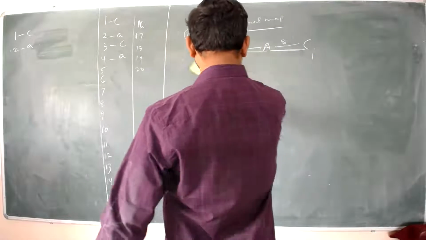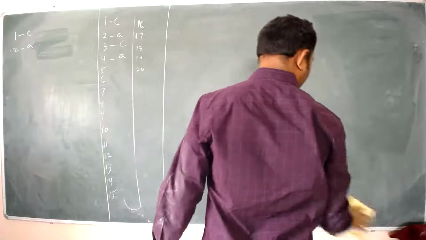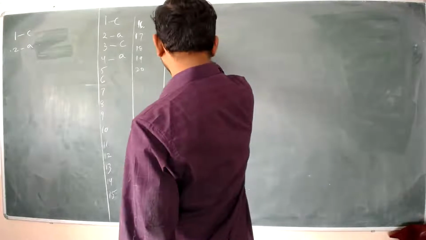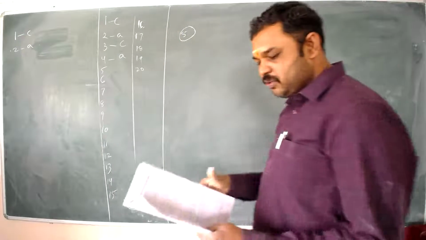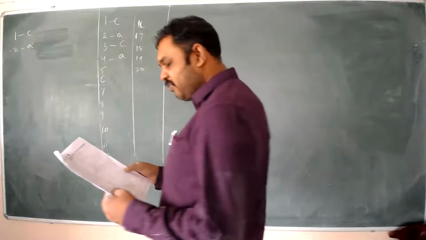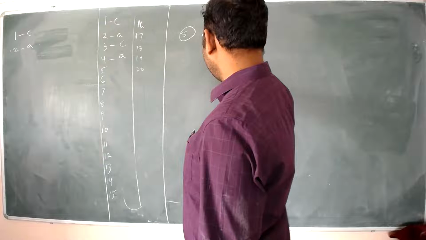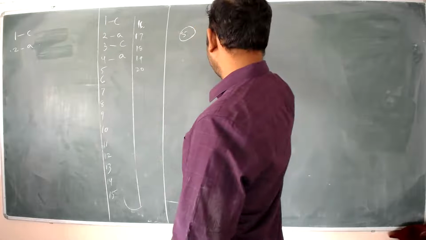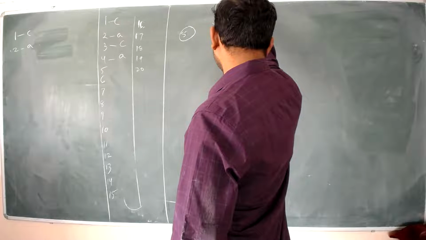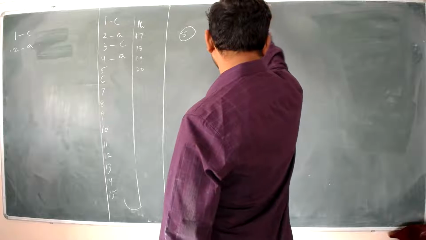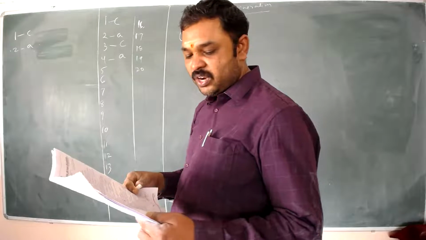Fifth one. This is the fifth question. What is the fifth question? You see, selfing of a plant of F1 generation with genotype. This is an F1 generation plant. They have given the fifth question, an F1 generation plant. What is the F1 generation plant genotype?